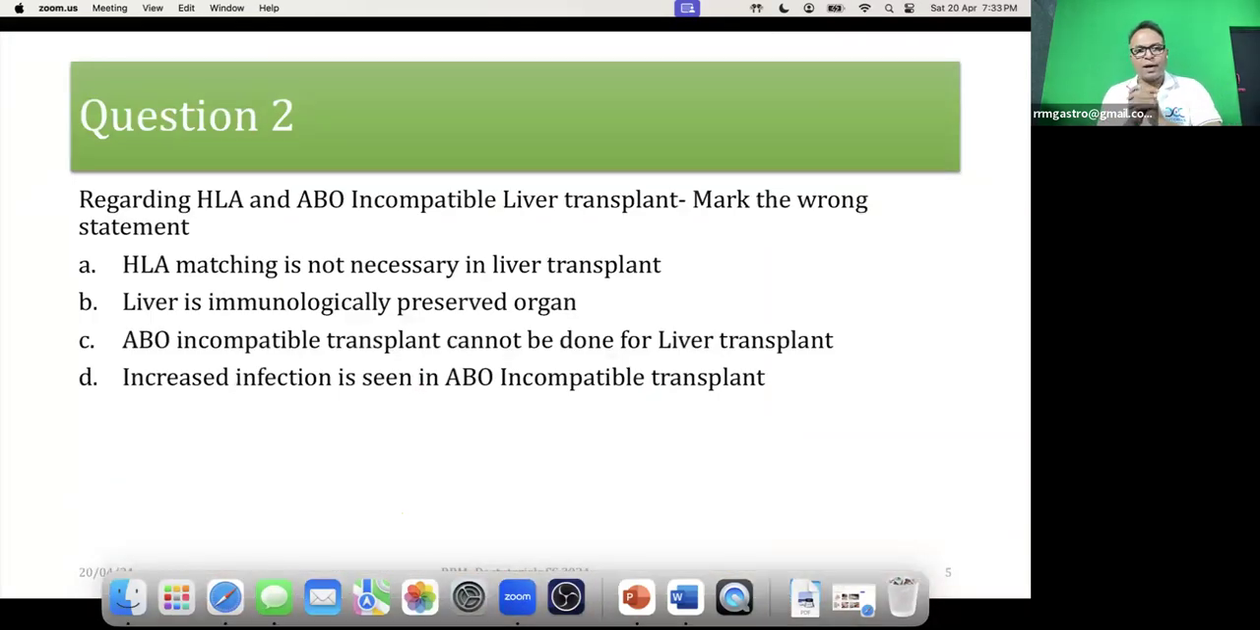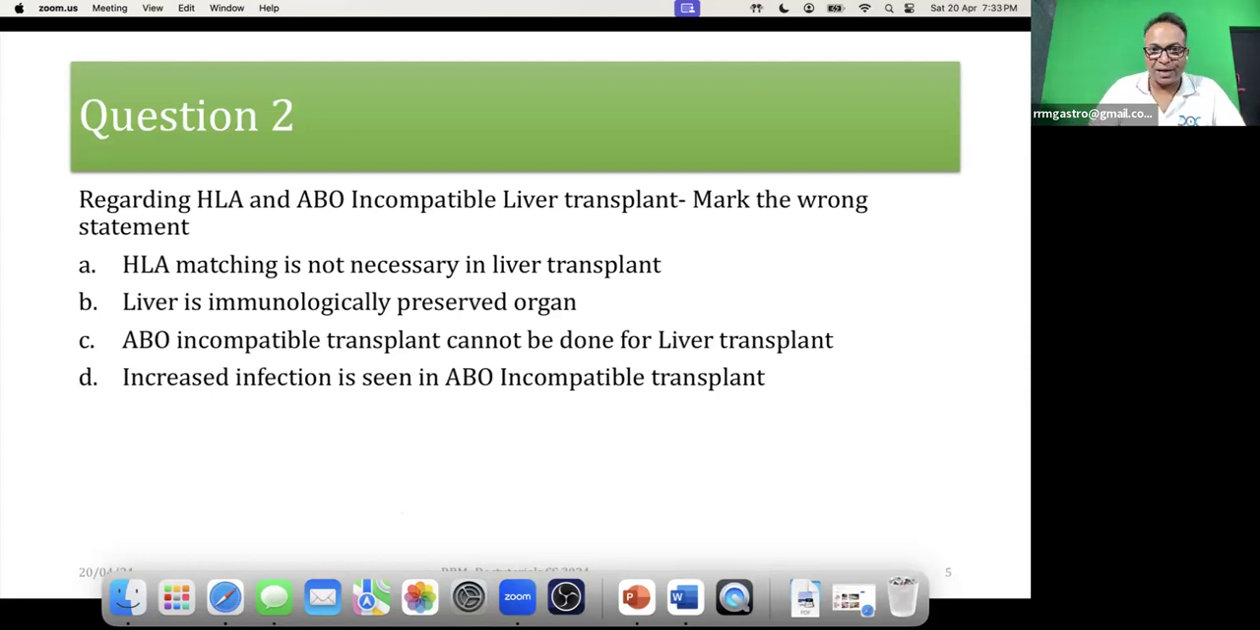Now answer this question. HLA and ABO incompatible liver transplant. Mark the wrong statement. I hope you have a basic idea about the transplant because Dr. Venkateshwar covered the basics of transplant and renal transplant. So I'm sure you will have a basic idea. Regarding HLA and ABO incompatible liver transplant, mark the wrong statement.